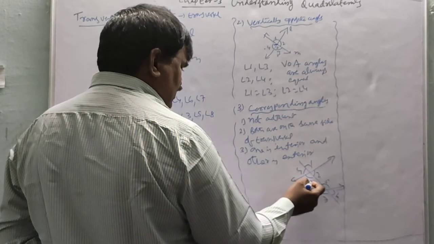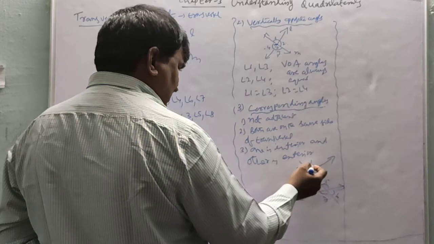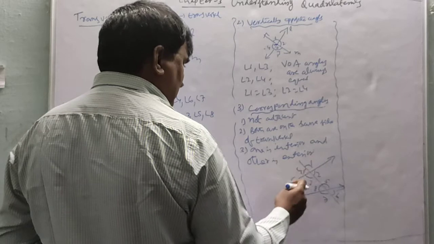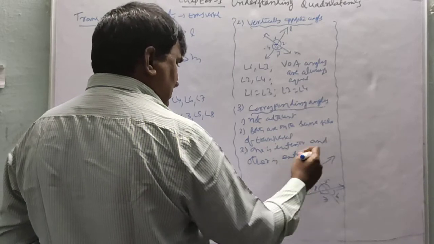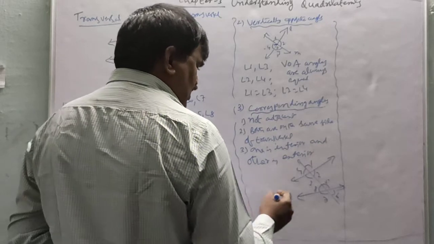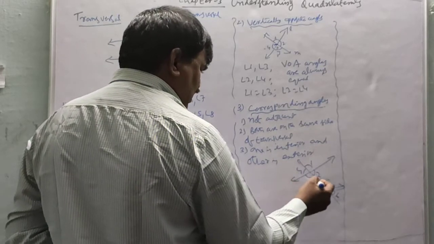Then 1 and 3. Which condition failed? They are not adjacent. First condition true. Second condition, both are on the same side, but 1 and 3 are on either side of the transversal. So second condition failed. Next, 1 and 5, I am comparing 1 with other angles.